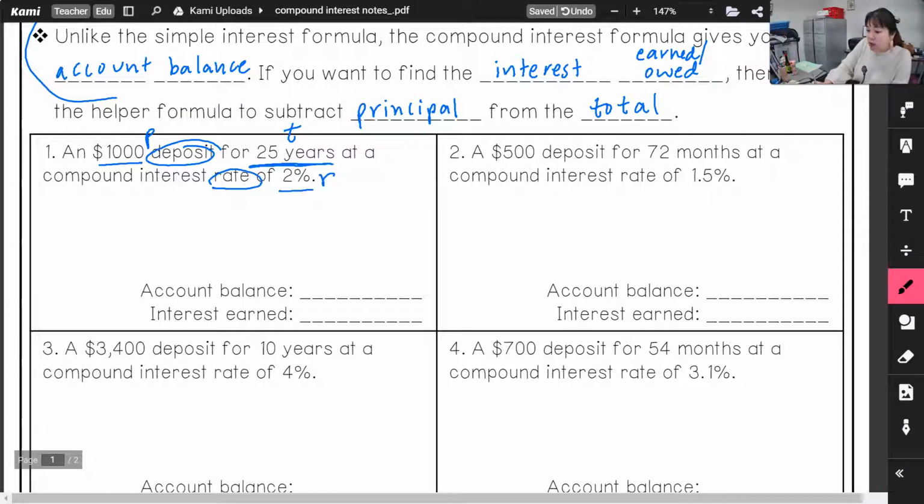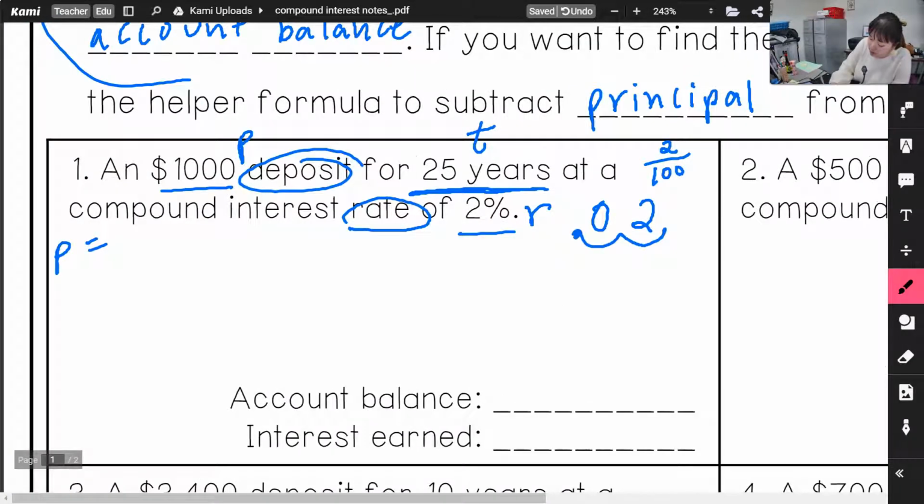Okay, but we can't leave them like that, because 2% is a percent. We need R to be a decimal for us to do this problem, right? So if we take this 2%, we move the decimal point over twice, or you could do 2 divided by 100, either way, you end up with 0.02. Okay, so let's go ahead and write these out. So P is 1,000.